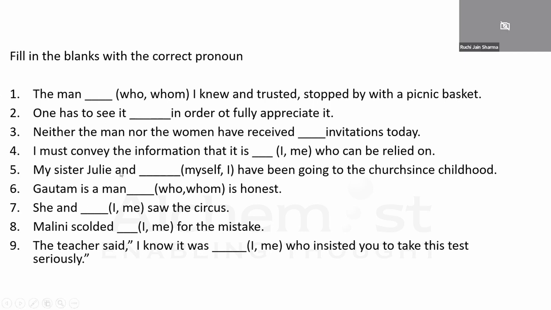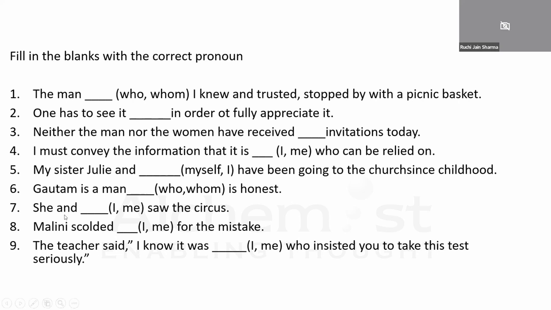Very good. My sister Julie and myself have been going to church since childhood, right? Why would "myself" be used? I told you, it is used in only two situations. Sometimes in interviews, if you ask, okay, can you introduce yourself, they say myself so and so. But myself, like I said, can be used only in two situations: when the action is coming back to the doer, which is not happening here, and if you want to give emphasis, right? You don't want to give emphasis here. So it will be my sister Julie and I have been going to church since childhood.